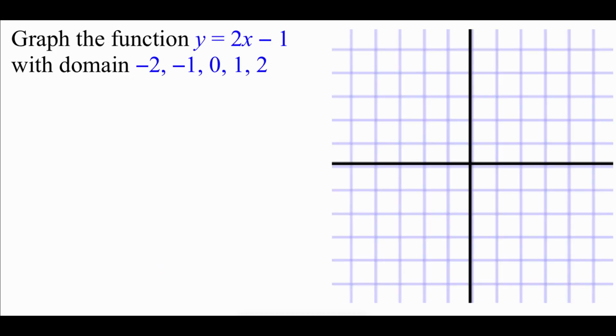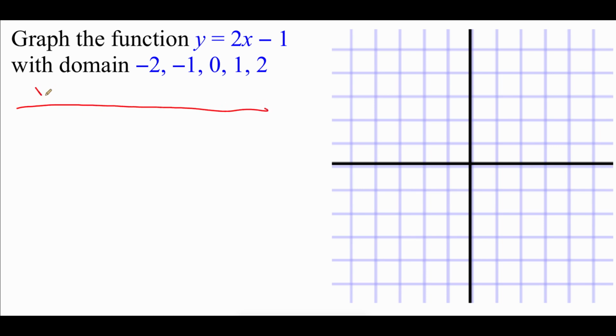Now we're going to take this one step further. Instead of just graphing out individual ordered pairs, we're going to start creating graphs of functions. So we're going to graph out the function y equals 2x minus 1 using domain values of negative 2, negative 1, 0, 1, and 2. Now in order to do this, we're going to create ourselves a table of values.